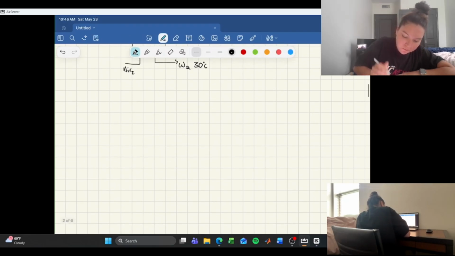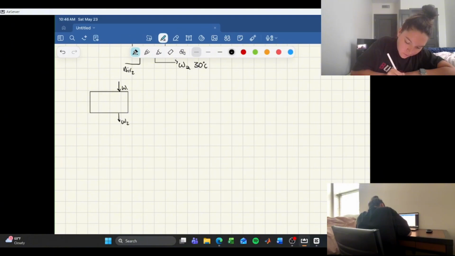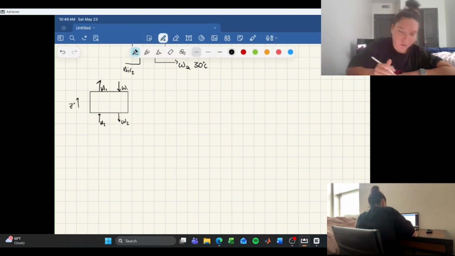So if we look closer at the packing, we have water coming in, water coming out, and then air is going to be in the opposite direction. And the position is going to be in the positive direction. This is dz.